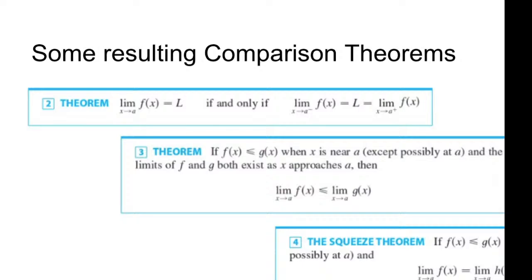Let's see, what's the first one? Okay, so the first one. We've already really talked about this. This is just saying that both the left limit and the right limit have to be equal for there to be a limit. So they're just formalizing it now. If they aren't the same, there is no limit.